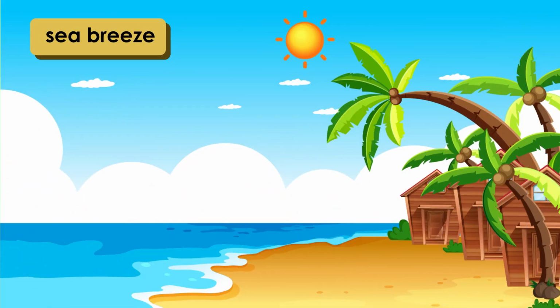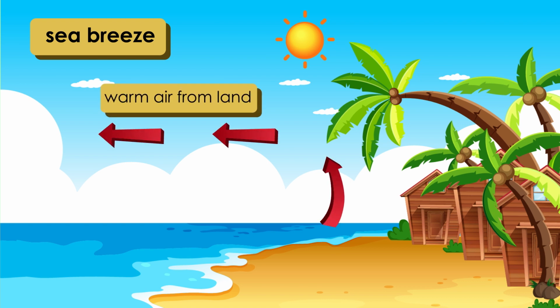Now, let me tell you about the formation of land breeze and sea breeze. These are examples of natural phenomena using the convection process. During the day, the sun heats up the land faster than the sea. Warm air on land expands, becomes less dense and rises because it is lighter.